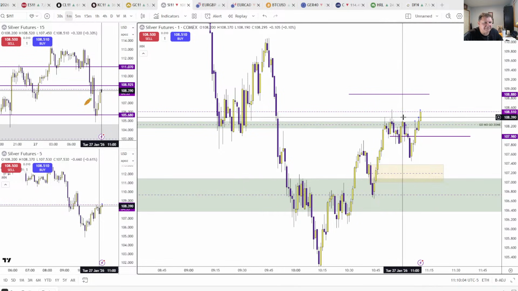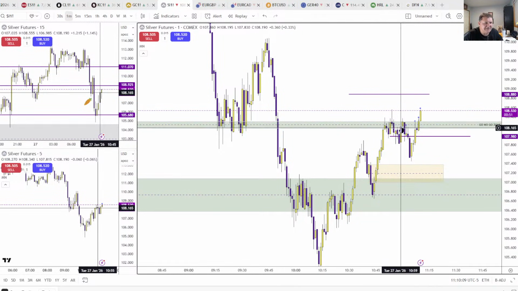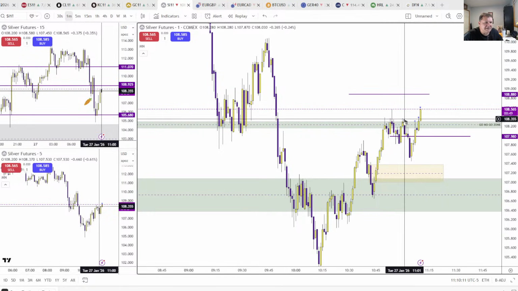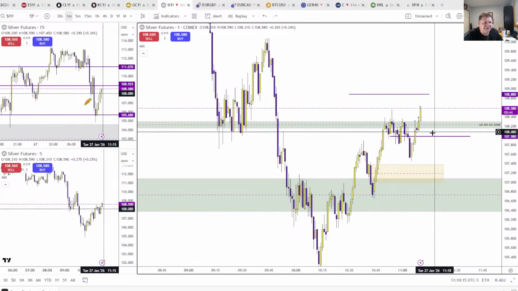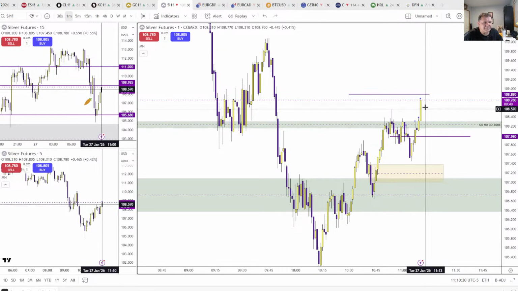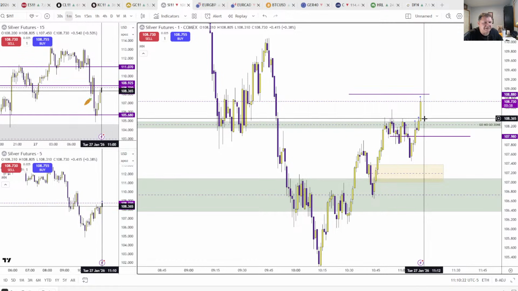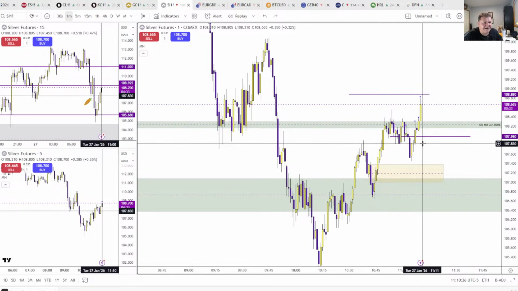So there's your 10, pops up, extends the range. We closed above that level. See that? Sends it higher. There's your range extension. Now I want to see a continuation. This is a good candle here. Next upside objective is sitting there. I don't want to quite see it get hit that quick, but all right, fair enough.